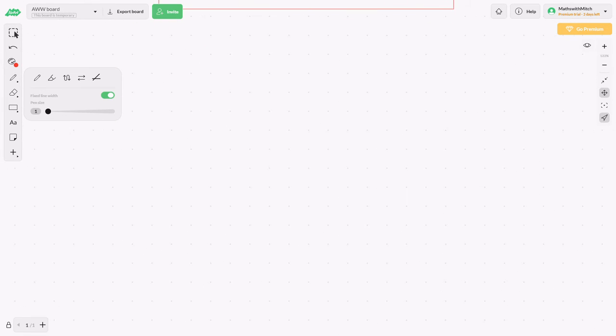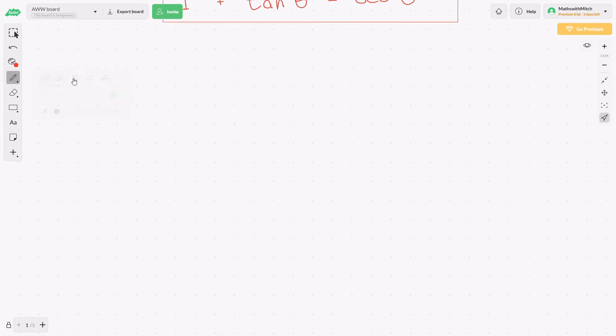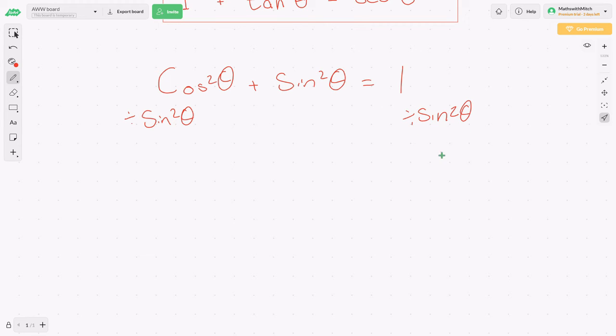So again, we're going to start with the fundamental. So always use this as a start point if you forget. Cos squared theta plus sine squared theta equals 1. Now this time, rather than divided by cos squared theta, let's divide by sine squared theta. That would make sense also. So let's do the same thing. Divide through by sine squared theta on both sides.